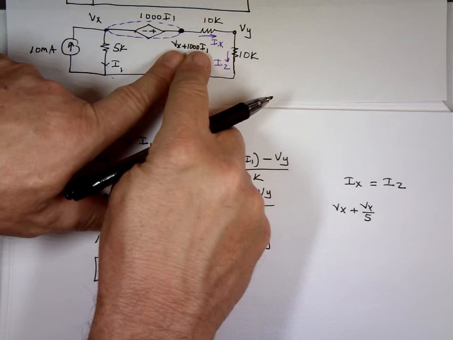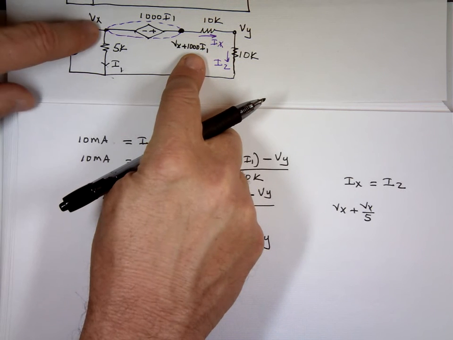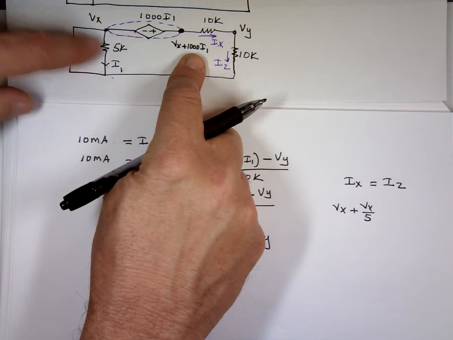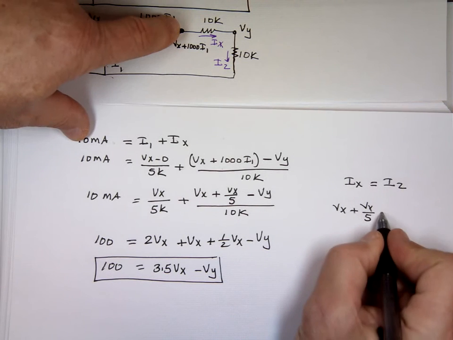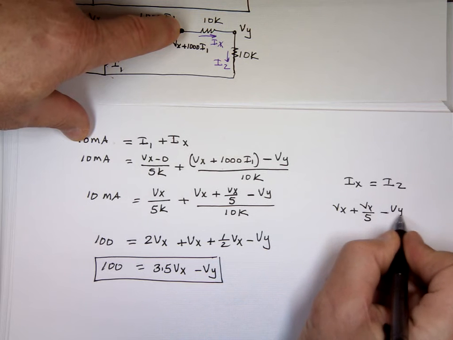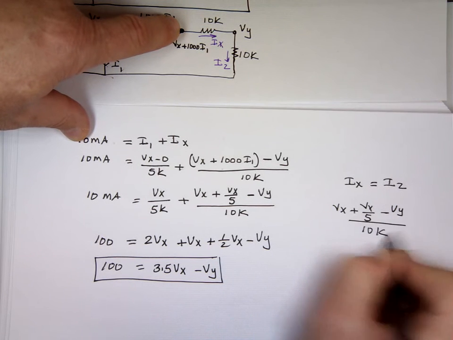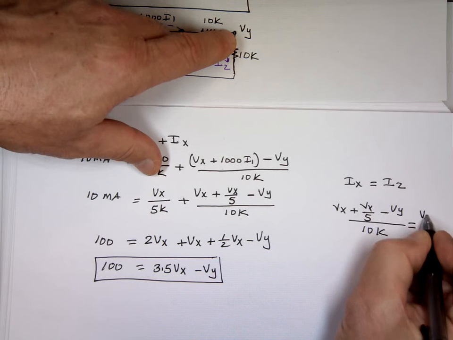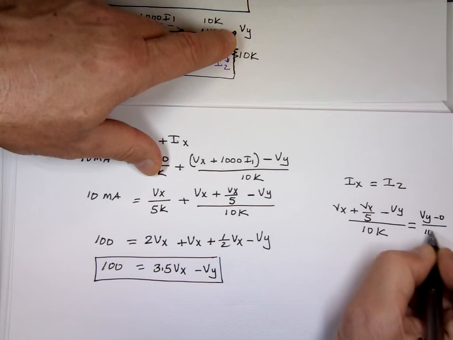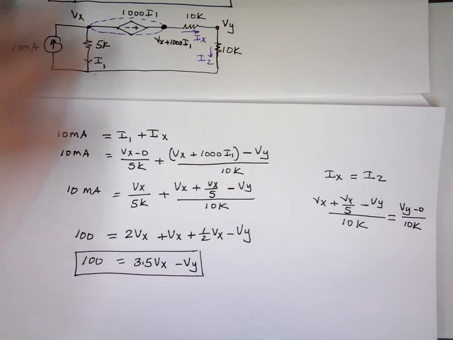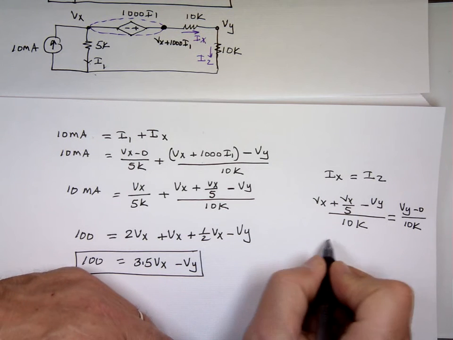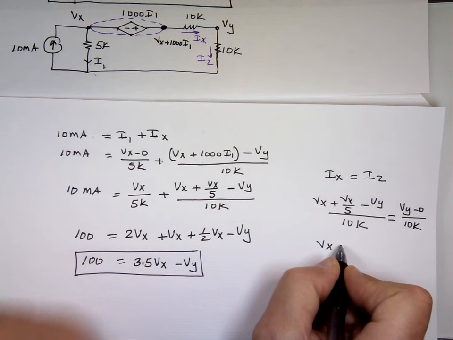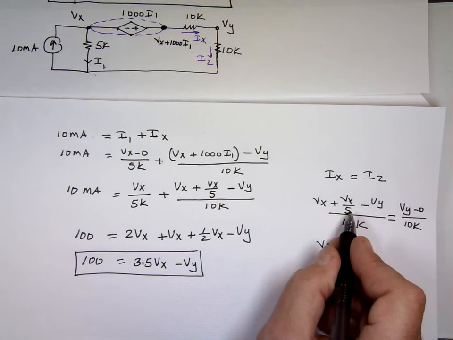1,000 times Vx minus 0 over 5,000. That's Vx over 5. That's what this value is. Minus Vy divided by 10k equals what? Vy minus 0 over 10k. The 10k is gone. 1 over 5, wait a minute, 1 over 5 is not 0.5, isn't that 0.2? Is it 1 over 5? Yeah. That's a 0.2.